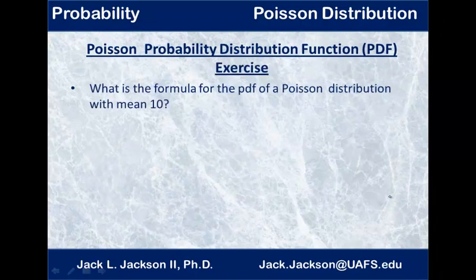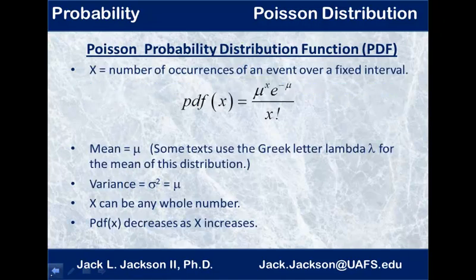Okay, so let's see if you can do this. What is the formula for the PDF of a Poisson distribution with mean 10? Go back and figure that out now. I'm going to back up one slide so you can see this and see if you can write down the formula. Press pause now.